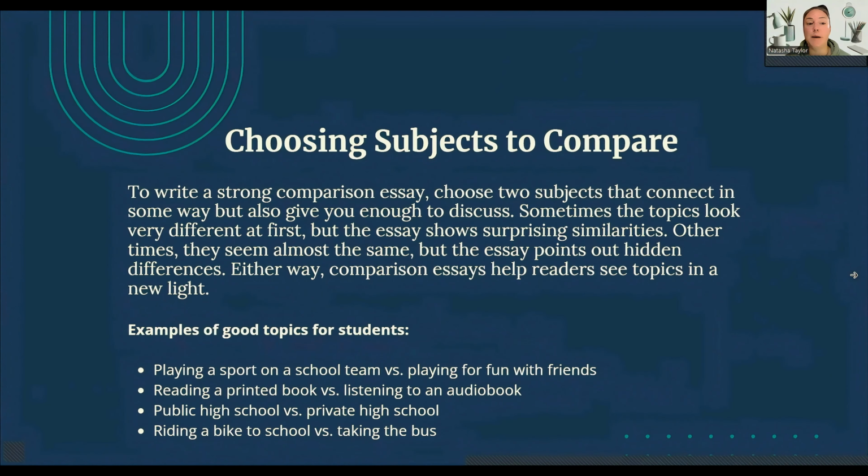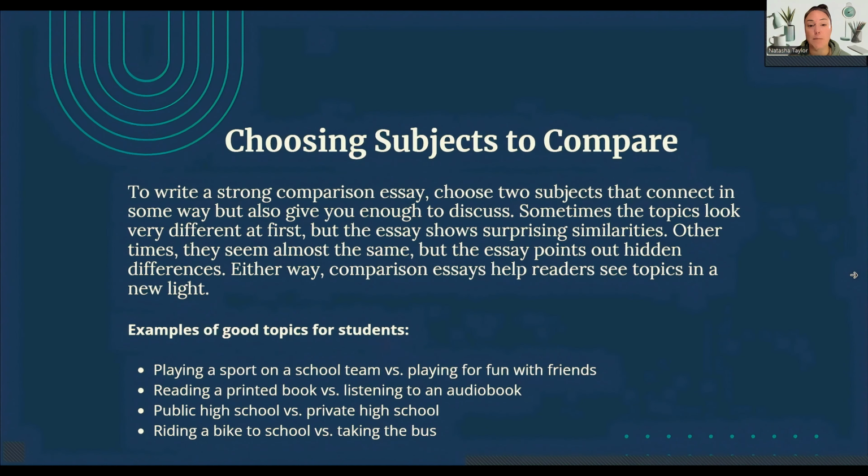Plus, how to spot different essay types. For choosing subjects to compare, for writing a strong comparison essay, you want to choose two subjects that connect in some way, but also give you enough to discuss. Sometimes the topics look very different at first, but the essay shows surprising similarities, and that's what you want to do. Other times they seem almost the same, but the essay points out hidden differences. Comparison essays help readers see topics in a new light.